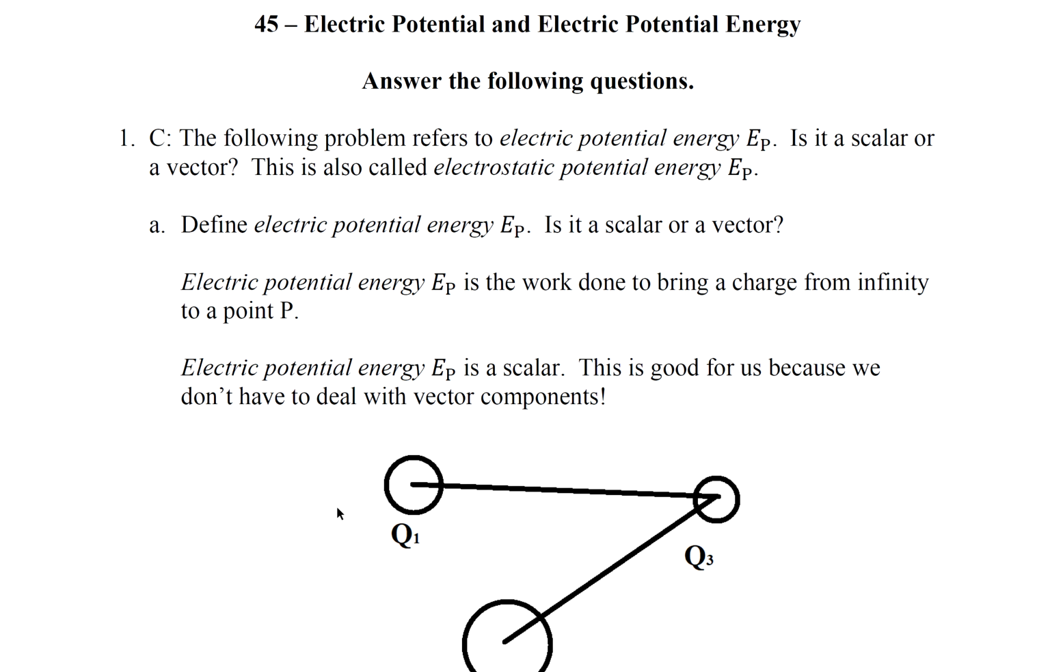Part A. Define electric potential energy E sub p. Is it a scalar or a vector? Electric potential energy E sub p is the work done to bring a charge from infinity to a point P. Electric potential energy E sub p is a scalar. This is good for us because we don't have to deal with vector components like sine and cosine.